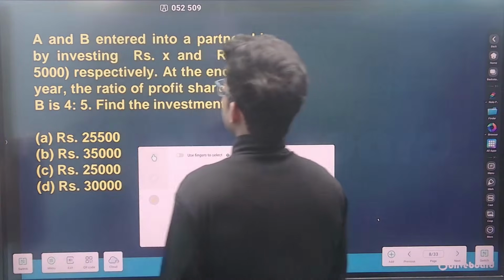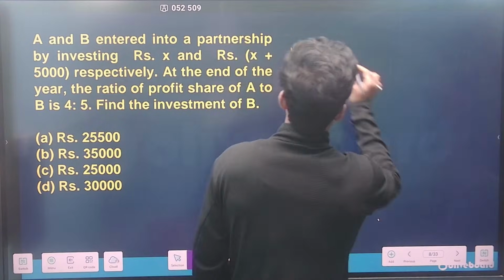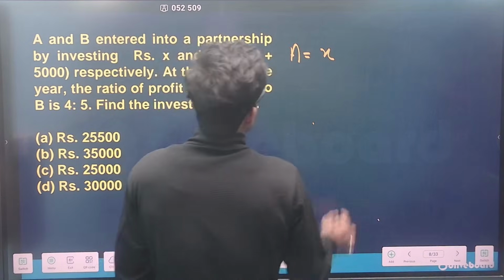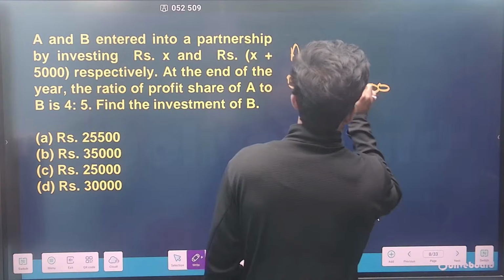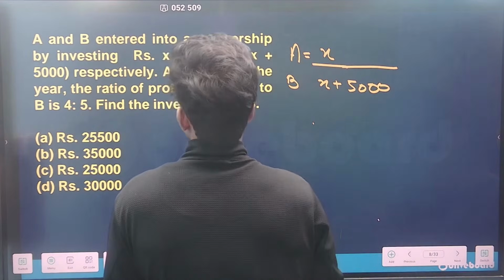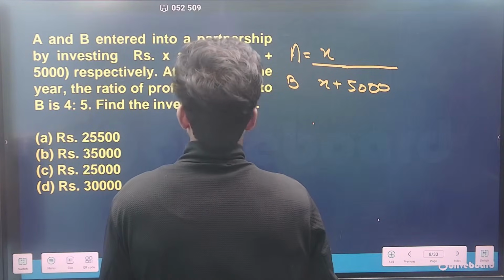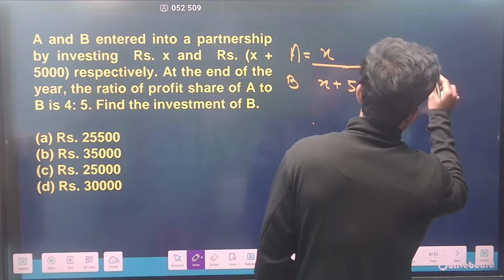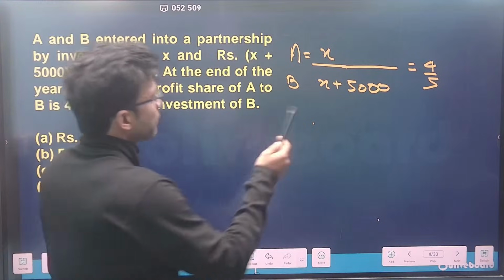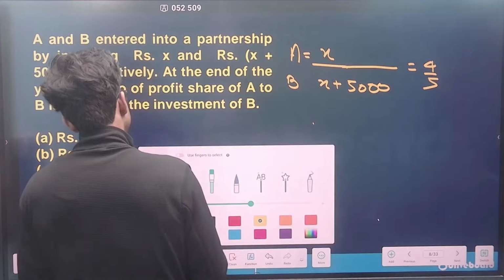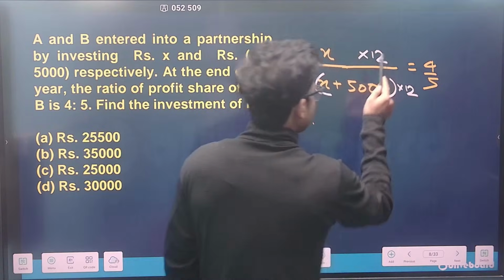So guys, A and B entered into a partnership by investing rupees X. A entered the business with an investment of X, and B entered the business with an investment of X plus 500. At the end of the year, the ratio of the profit of A to B is 4 is to 5. So this was the equation. Why haven't I multiplied with the time? They are saying that both entered the business, so I would write 12 and 12 here. That should of course be written, because investment into time gives me the profit sharing.